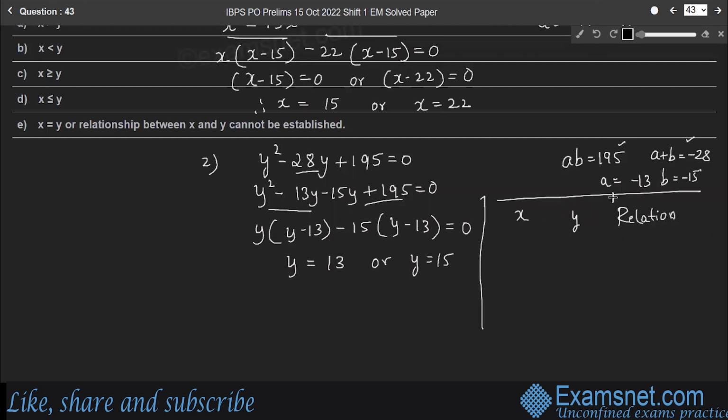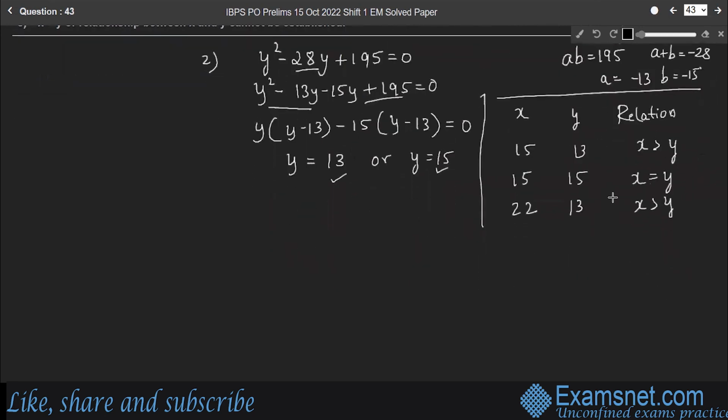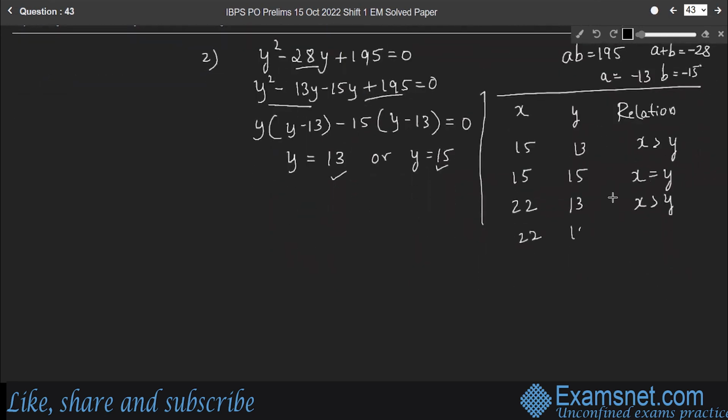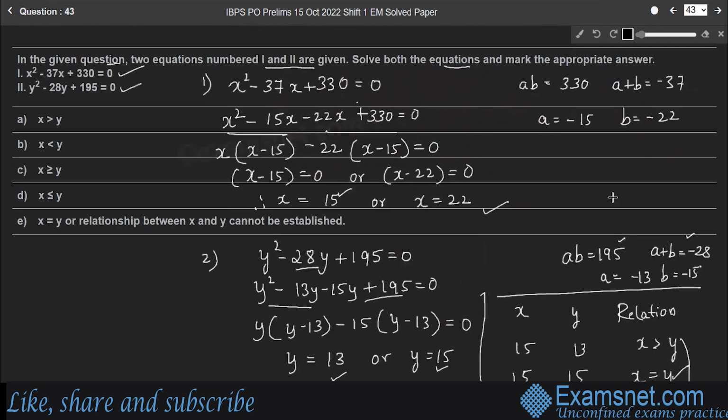Now, if the value of x is 15 and y is 13, then x is greater than y. If again x is 15 and y is 15, x is equal to y. If x is 22 and y is 13, in this case x is greater than y. And if x is again 22 and y is 15, x is greater than y. Therefore, we can conclude x is greater than or equal to y. Therefore, option C is the right answer.